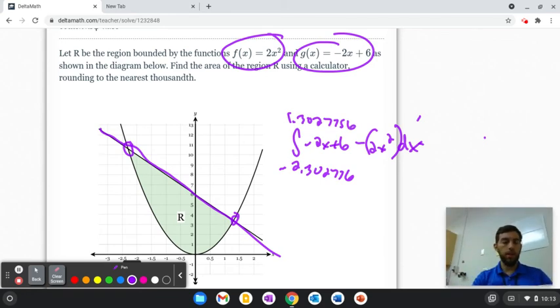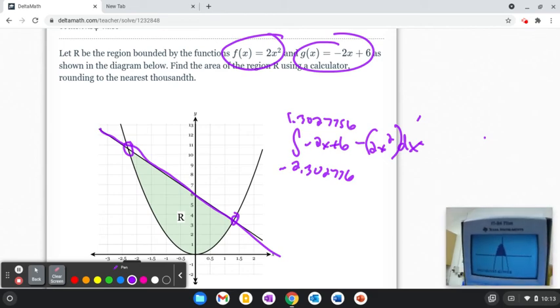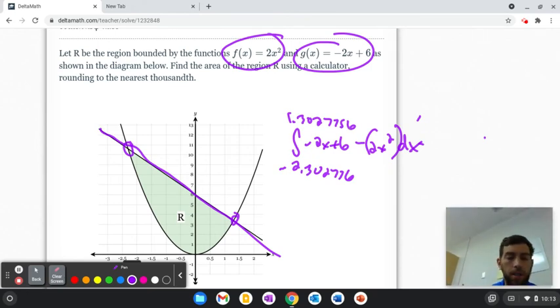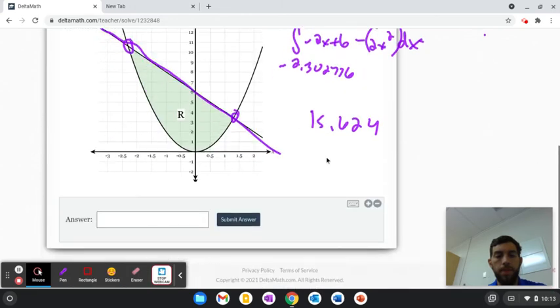So second calc down to number 7, my integral. Lower limit is negative 2.302776. Upper is 1.30275756. And again, it shaded the whole area there. And I got my area under the curve there, which is 15.624. So it's going to just be 15.624 meters squared. All right. So that is how you do area between two curves with a calculator.